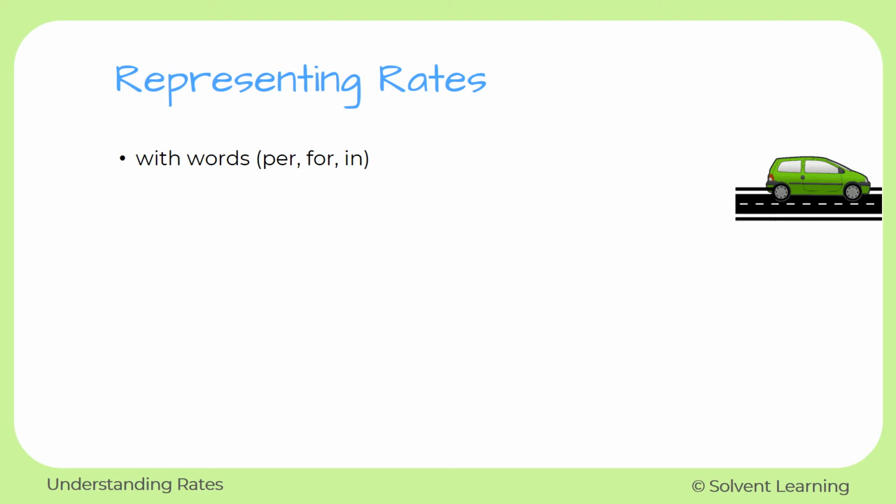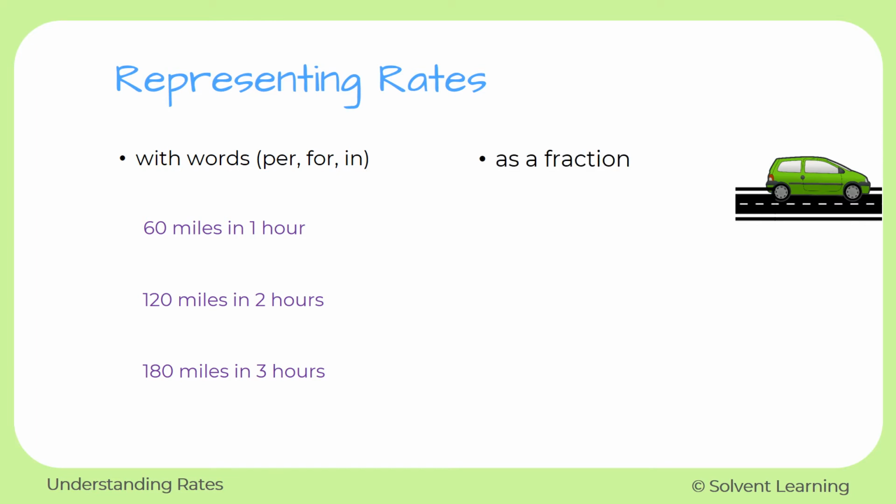We can represent it with words, and the words that we typically use to represent rates are per, for, or in. So we could say the car's traveled 60 miles in 1 hour, 120 miles in 2 hours, or 180 miles in 3 hours. And just like we could represent ratios as fractions, we can also represent rates as fractions, which is how we'll normally see them in math.